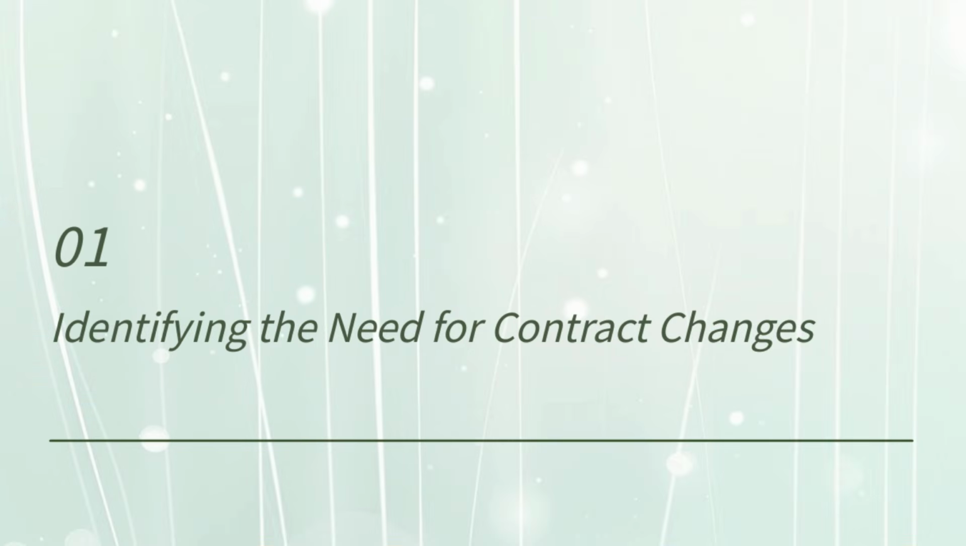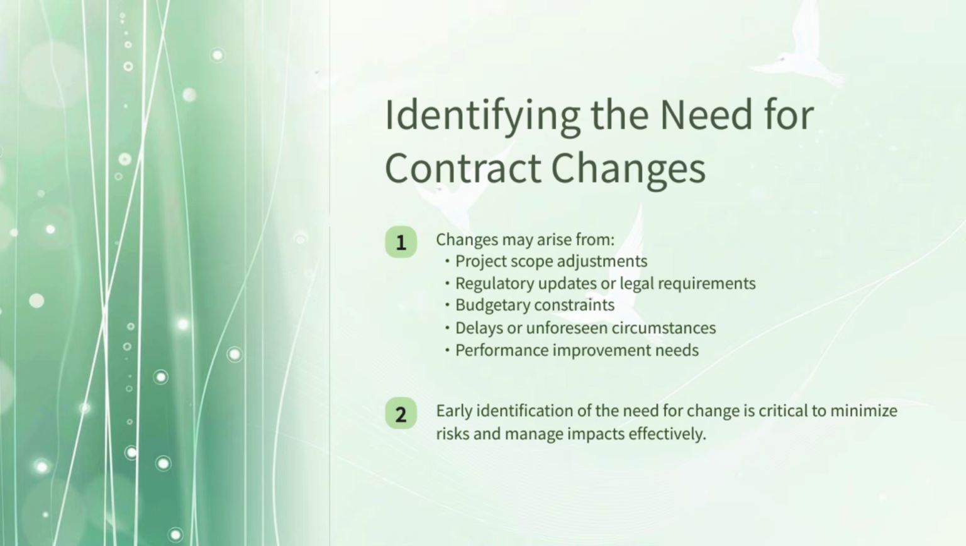First, we have identifying the need for contract changes. Before making any changes to our contract, the first step is to understand when and why a change is needed. Contracts are usually written at the start of a project, but projects can rarely go exactly as planned. Many factors during project execution can create the need for modifications. So let's look at some of the most common reasons.